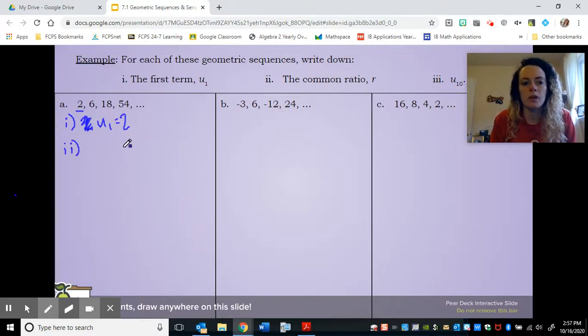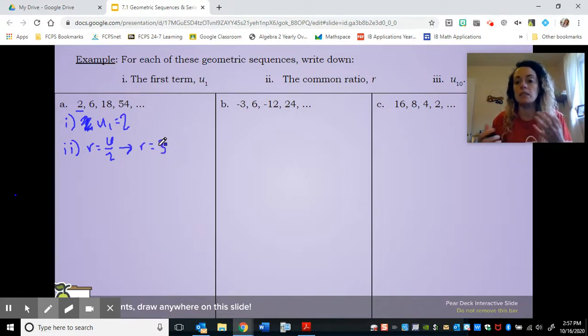Finding our common ratio. In order to find your common ratio, if you can't automatically tell, some are easier to tell than others, you can always take the second term divided by the first term, and that'll give you your common ratio. I would make sure, especially if they're asking, is this a geometric sequence, I would make sure you do that for each consecutive term. So I could do it with the third divided by the second, the fourth divided by the third, just to make sure it's the same common ratio, or it is a common ratio.